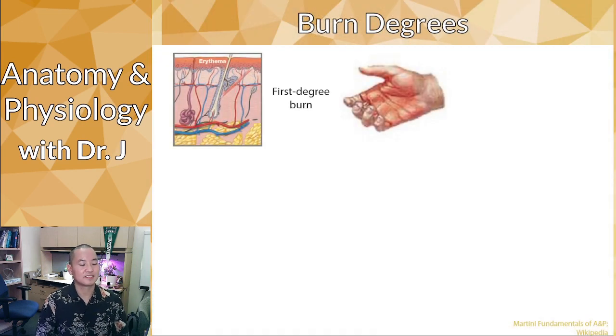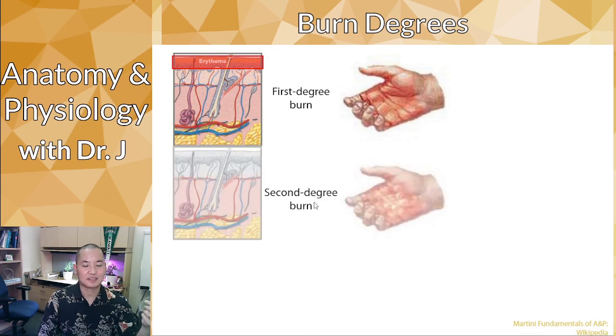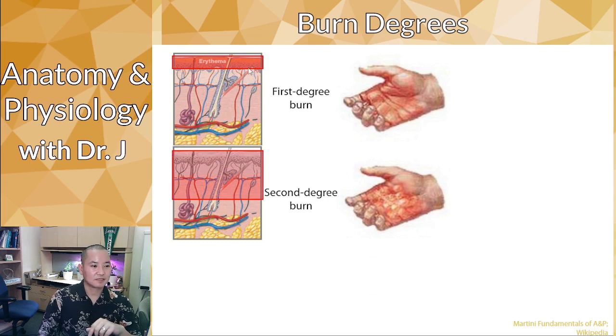Now, burn degrees. I tried to find better images, but first degree burn, well, we have the layers. So again, going from superficial to deep, we have our epidermis, dermis, and hypodermis, right? A first degree burn is going to burn that outer layer, the epidermis. So it does affect our skin, but it doesn't penetrate very deep. A second degree burn will go past the epidermis and touch the dermis. A first degree burn is why we appear red, due to that burn on the superficial layer.